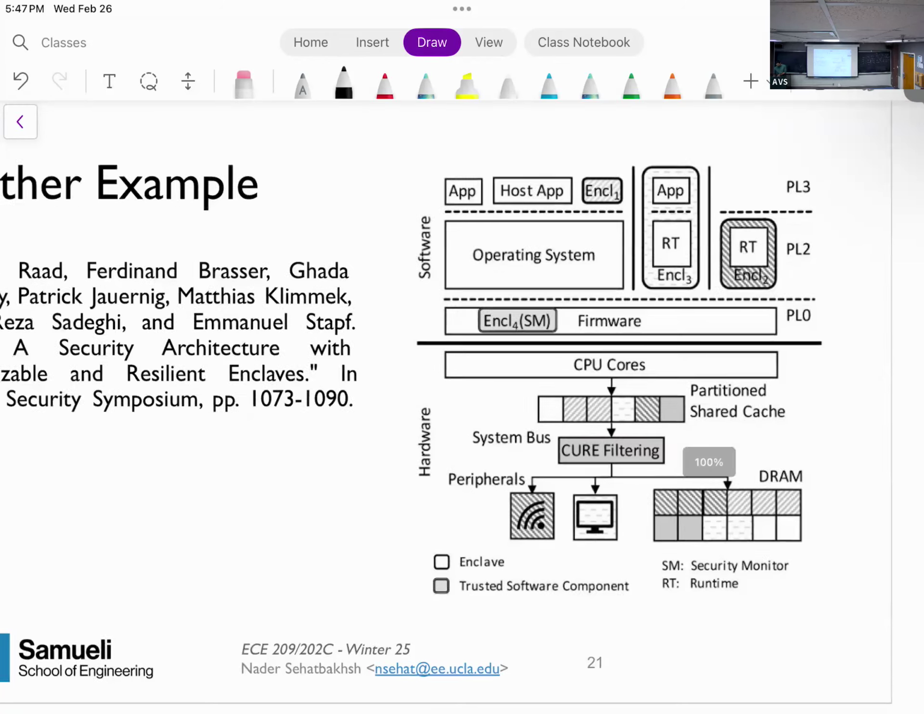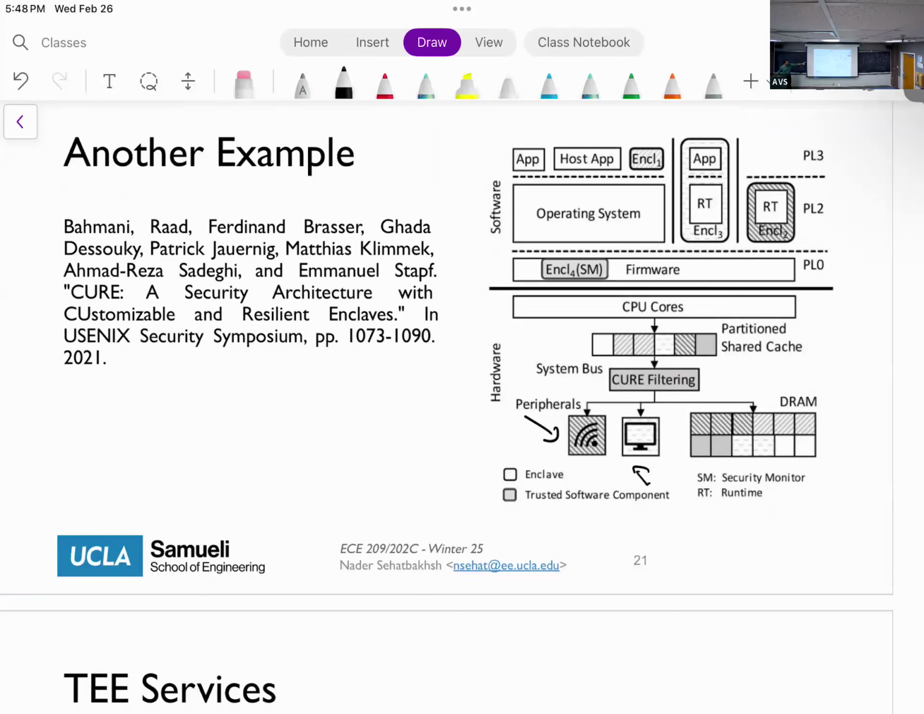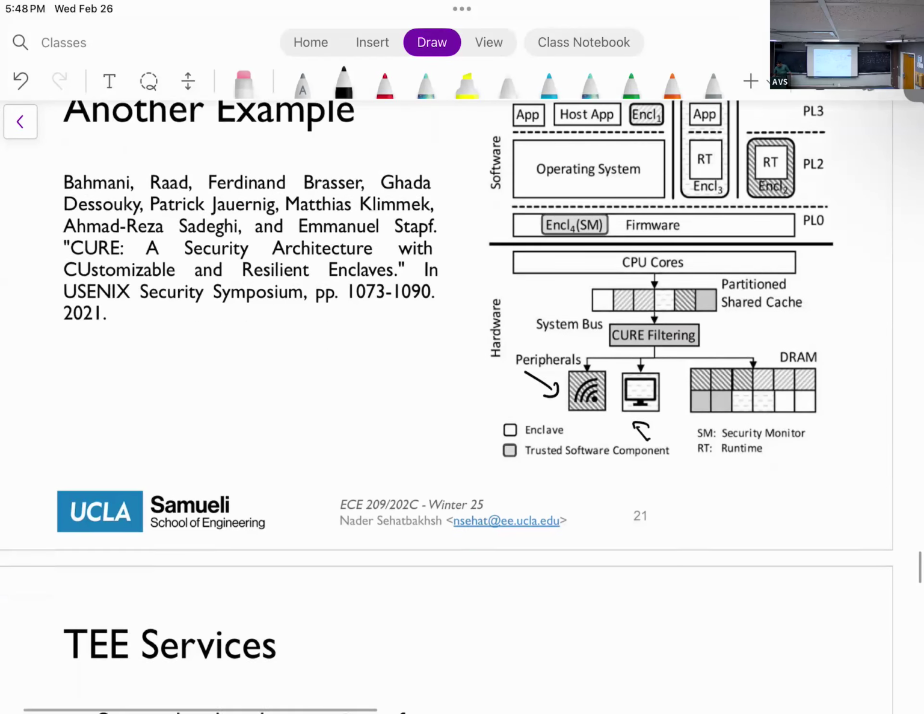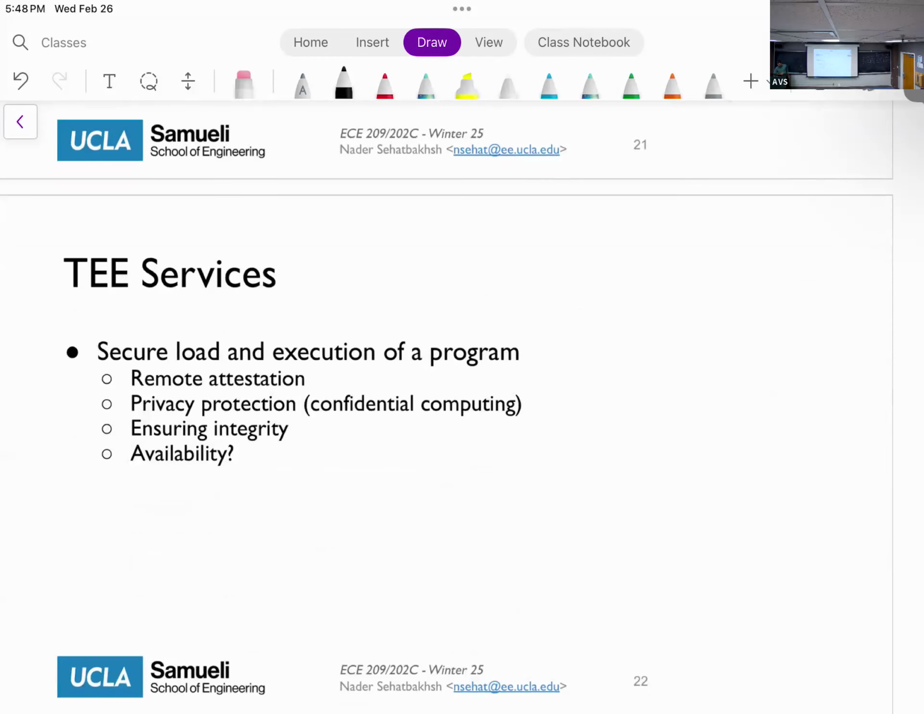For example, you can also slice the peripherals, say that, okay, Wi-Fi can only be accessed by one enclave, and display can be accessed by the other enclave, and so on and so forth. So you can do all these tricks in the system. And then if you're interested, you can definitely read that. As I said, we don't have time to go over the full details of TEEs.